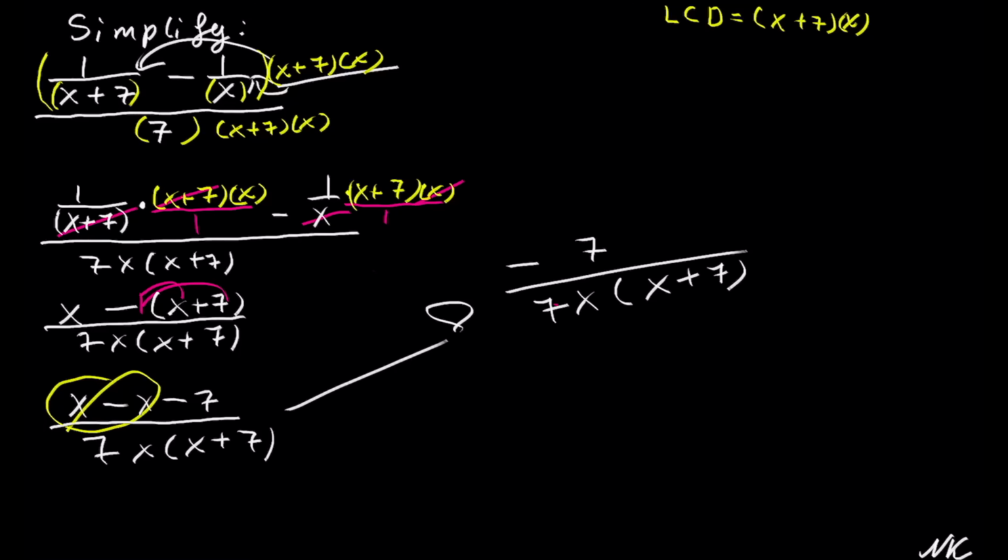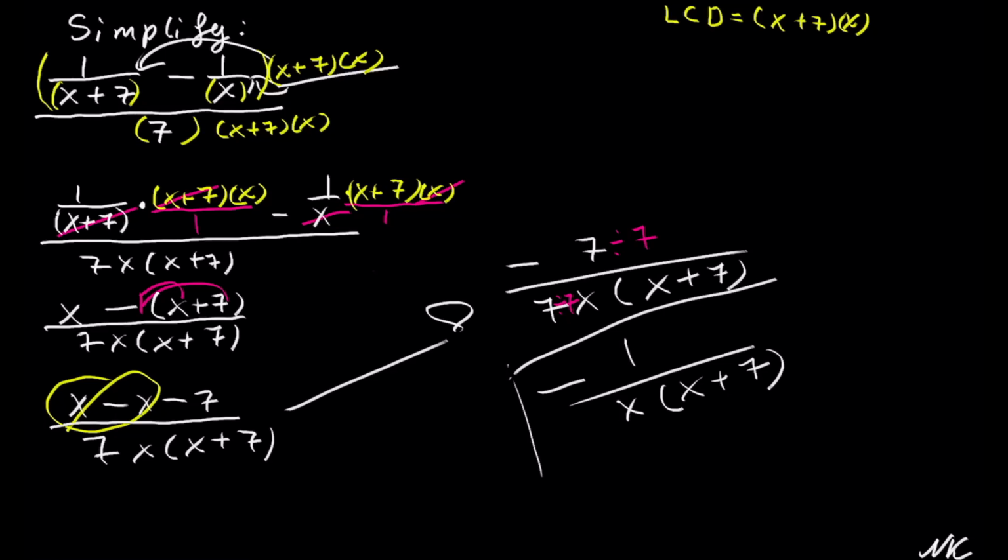And we can reduce this 7 in the denominator with this 7 in the numerator by 7, which will give us negative 7 divided by 7 is 1, out of 7 divided by 7 is 1 as well, so we have 1x times x plus 7. So negative 1 out of x times x plus 7 is our solution. That's all.